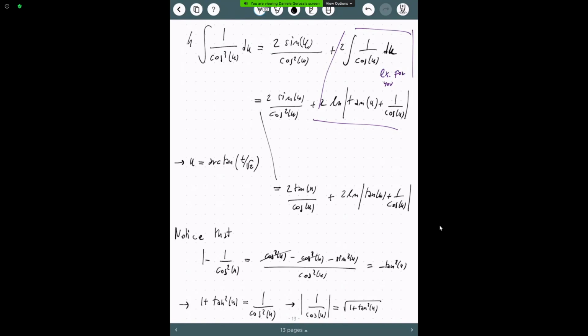How do I get rid of this? Just give me 1 second.